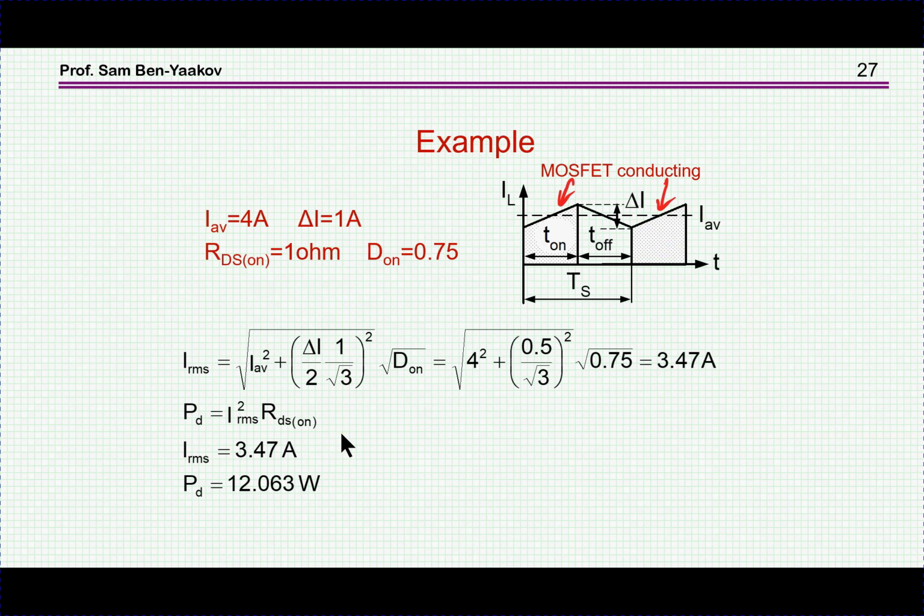So now plugging it into just the equation we've seen, I average is 4, and then this delta I, I can find out what is the power dissipation of the transistor. So this is a very simple way to find the conduction losses once I know the RDS on and once I know the waveform of the currents through the device.